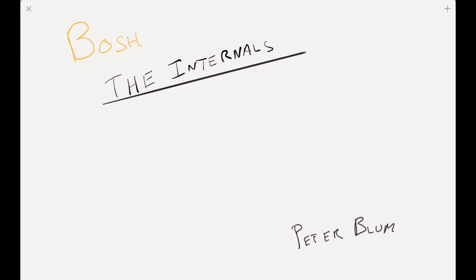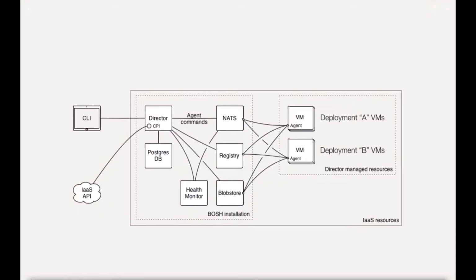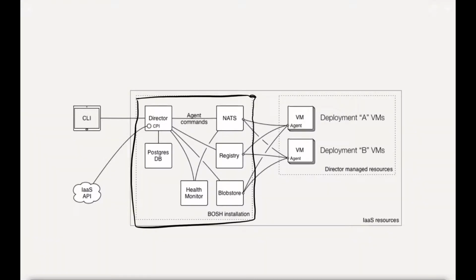Let's talk about the components of BOSH and how we can deploy them. The first thing you should know is that BOSH is just a VM at the end of the day, with services that run inside of it. This black line is just a VM, and all those little white boxes inside are services. So how do we get those services?